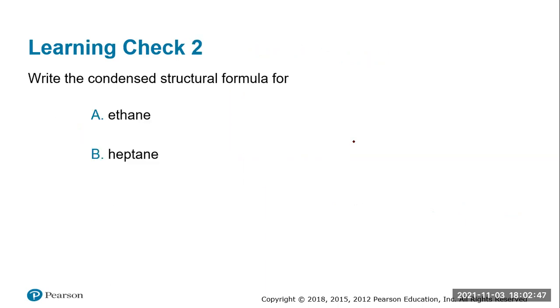Okay, then let's do the condensed structural formula for ethane and heptane, and let's also do the line one as well. Why not? All right, take a second and see what you come up with.